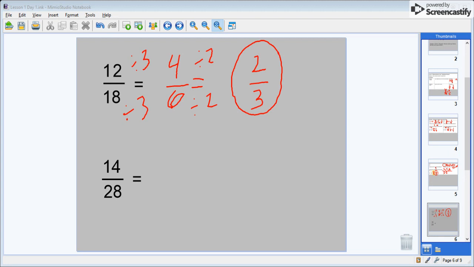14/28. When I look at this, I notice right away that 14 is half of 28. So I can divide this one by 14, which gives me 7. I'm sorry, which gives me 1. And 28 divided by 14 gives me 2. So my final answer is 1/2. It is now relatively prime.